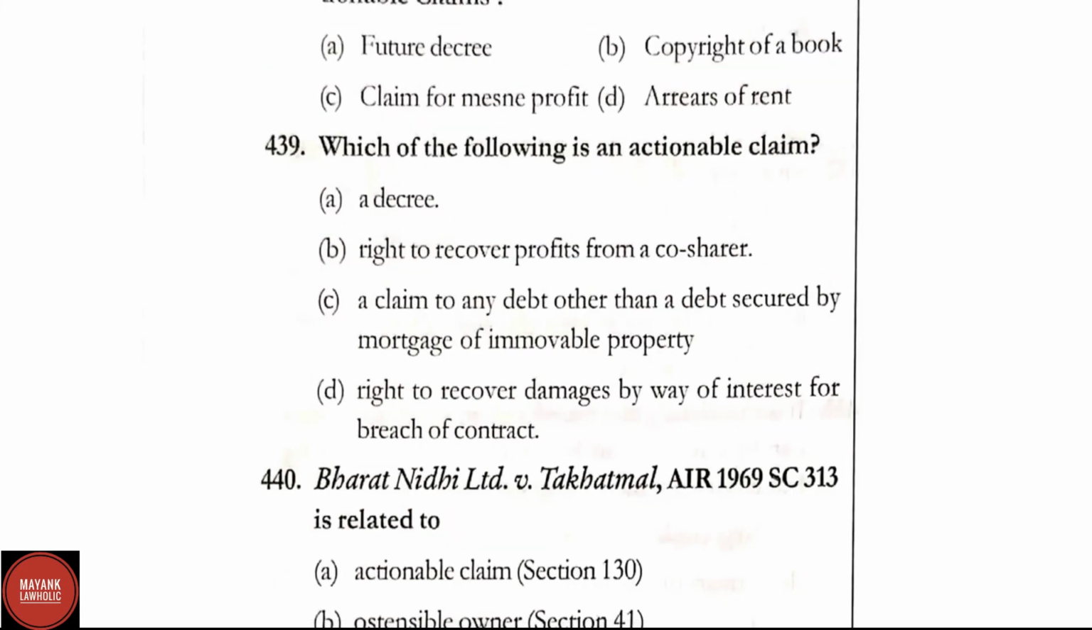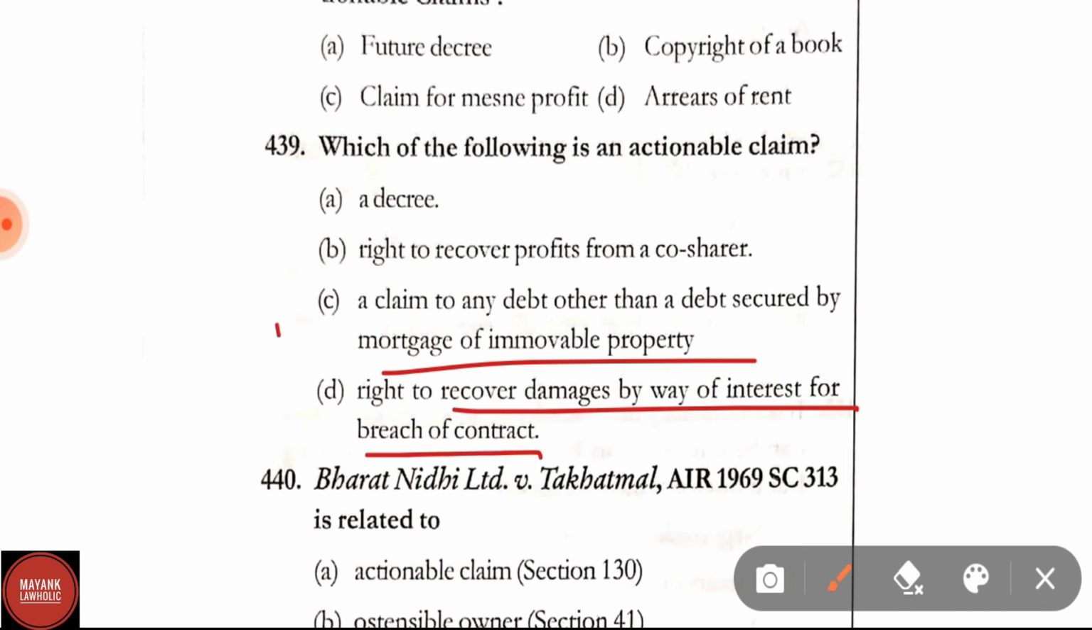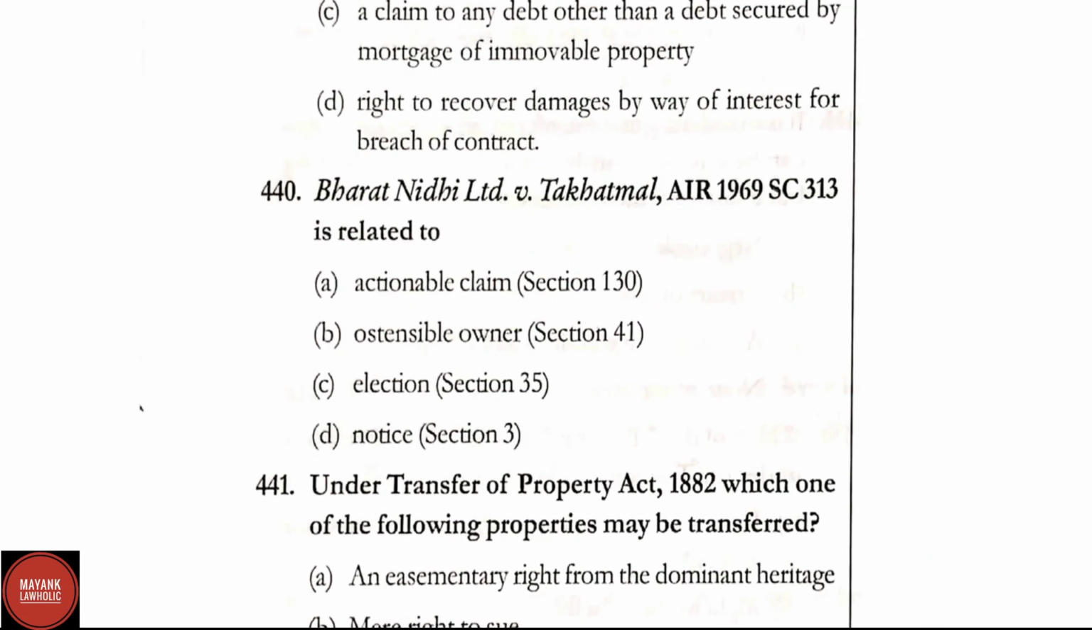Question number 439, which of the following is an actionable claim? Options are a decree, a right to recover profits from a co-sharer, a claim to any debt other than the debt secured by the mortgage of immovable property, right to recover damages by way of interest for breach of contract. Correct answer is option C, that is a claim to any debt other than a debt secured by mortgage of immovable property.